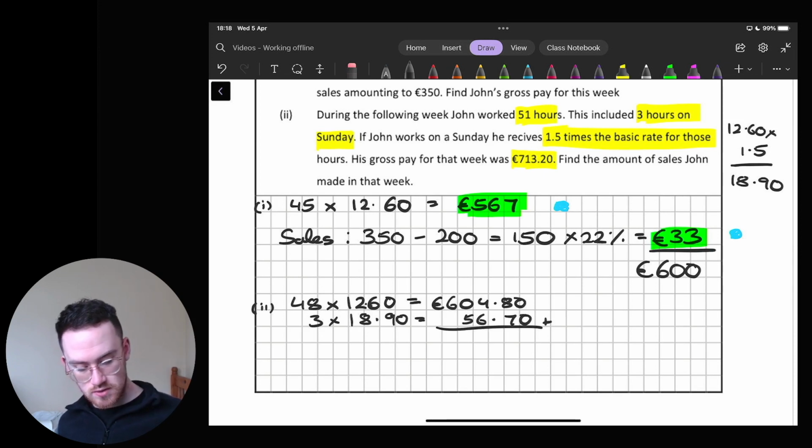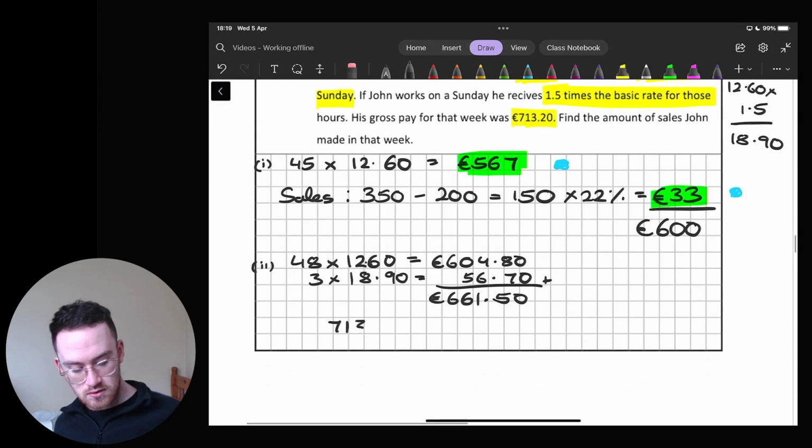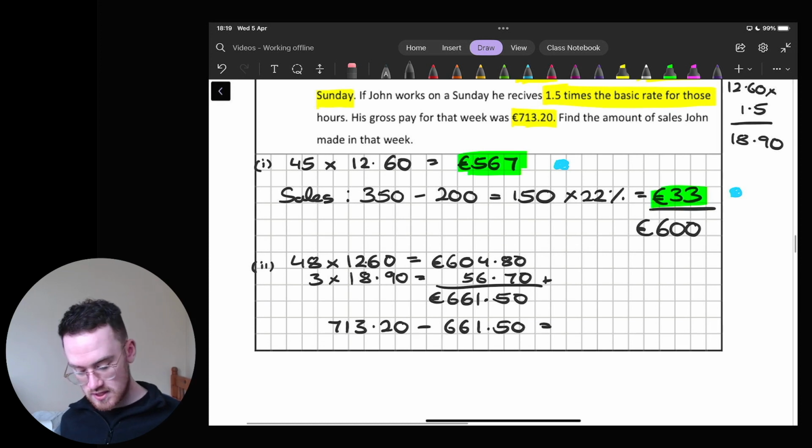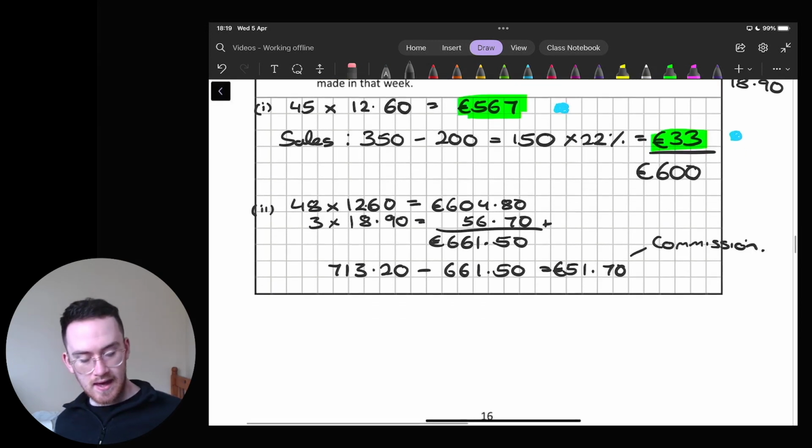So altogether, in terms of his weekly wages, in terms of his hourly rates, he's going to make €661.50. And we already know that he actually made in total €713.20. So if we take those away from each other, we get €51.70, and that has to be commission. So that must be his commission on any sales. And remember, that's on any sales over 200. And that was 22%.